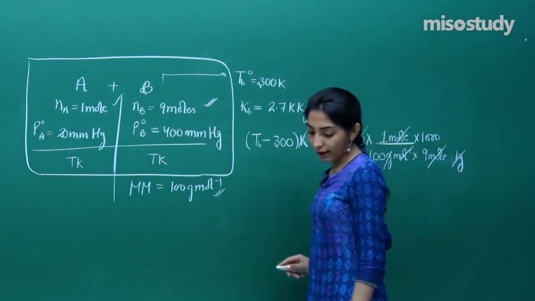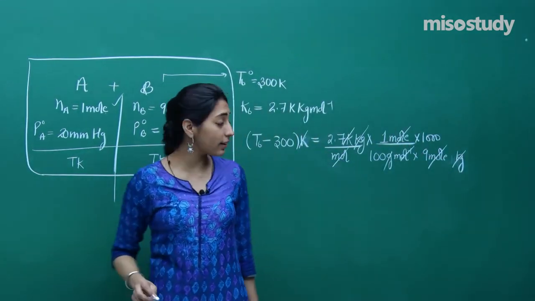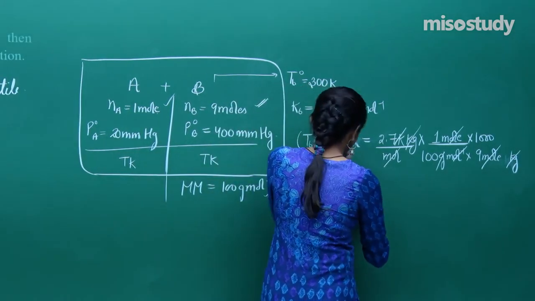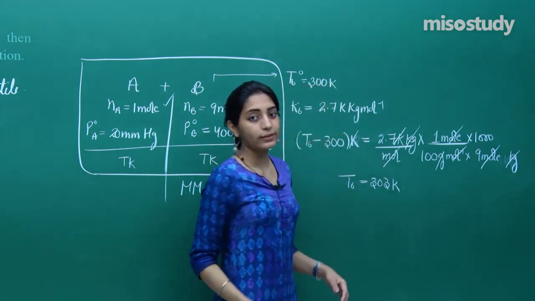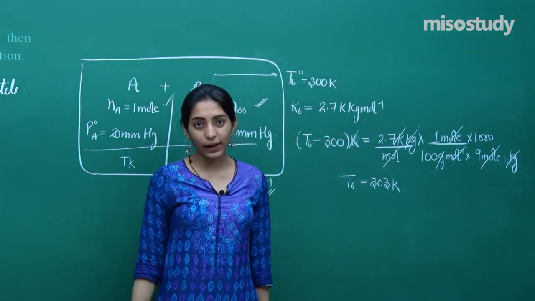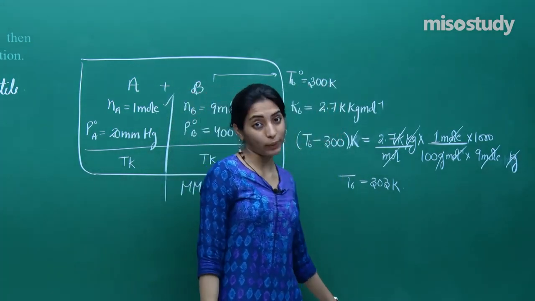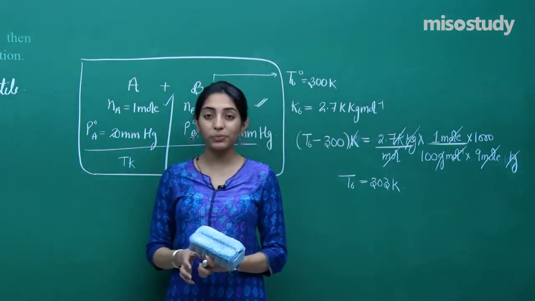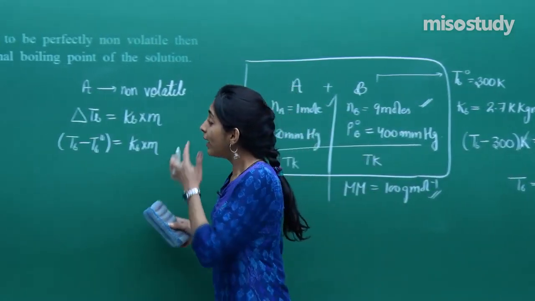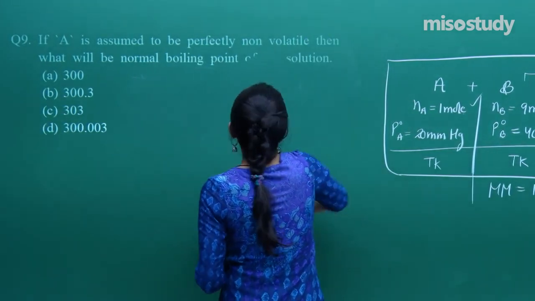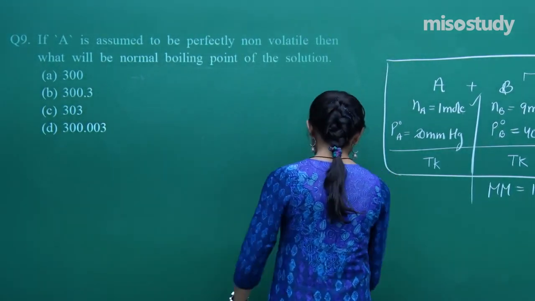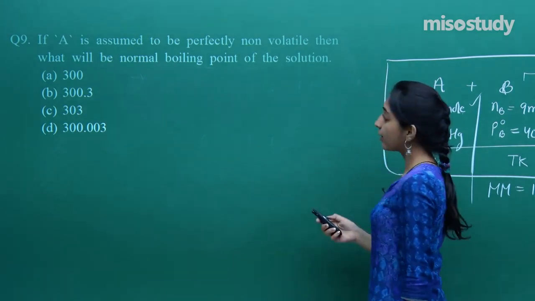And if you finally find out the value of TB, the answer comes out to be, again I did the calculation, 303 Kelvin. Okay. Again a good question. I really like the question because it's really cool. Now I think with this particular question, we can now come on to the last question of today's class.